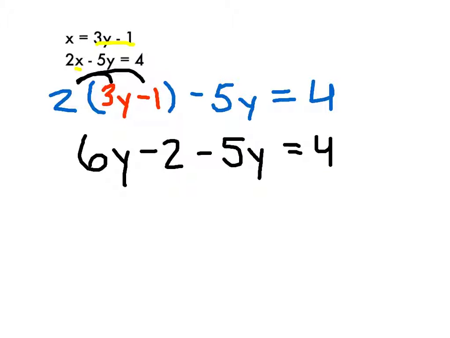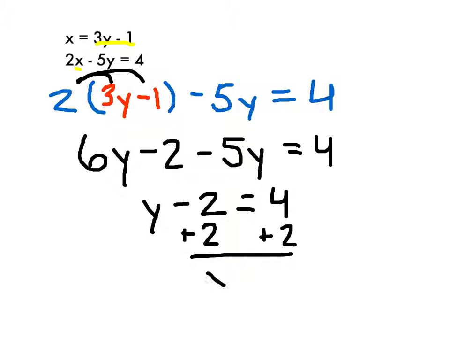From here on out, we're going to combine like terms. On the left-hand side of the equal sign, that's right here, I have a 6y and a minus 5y. I can combine those together. 6y minus 5y just gets me a y, or 1y, however you like to write that. That minus 2 is still there, equals 4. I'm going to get the y by itself by adding 2 to both sides. And then y equals 6. So now my y equals 6.